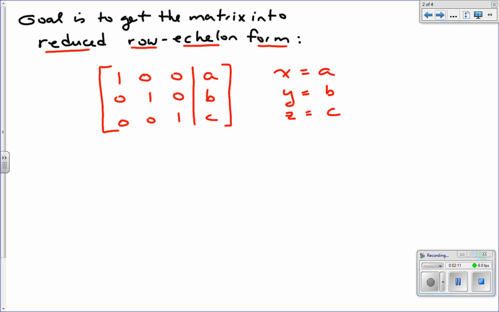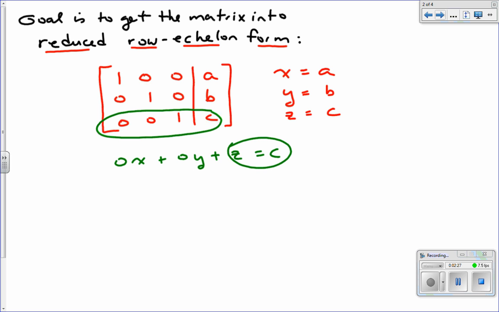If you think about the equations, look at, for instance, the third row here. You've got 0x plus 0y plus 1z equals c. So you can see how that gives us z being c, and similarly for the other rows as well. So if we can get the left side of that augmented matrix into reduced row echelon form, we can just pick up our answers from the right side of our vertical bar.